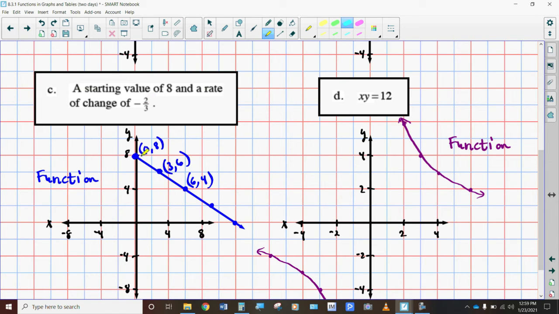At any rate, that's not what this is all about. I did connect the dots. I've labeled 3 points on there. This is definitely a function because every input has exactly one output. Every x value has exactly one y value.